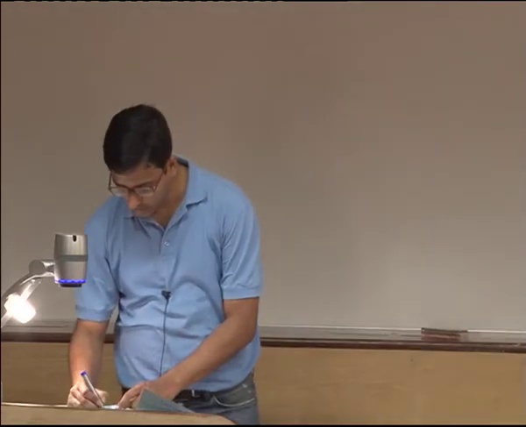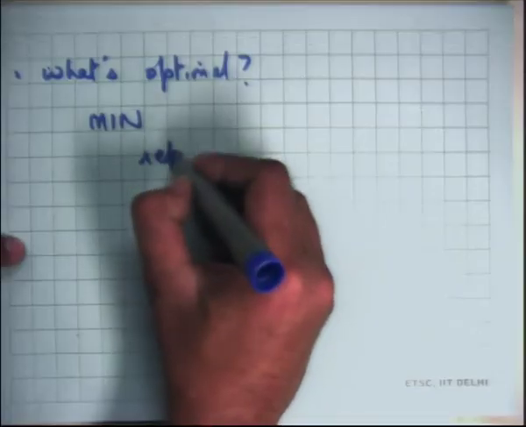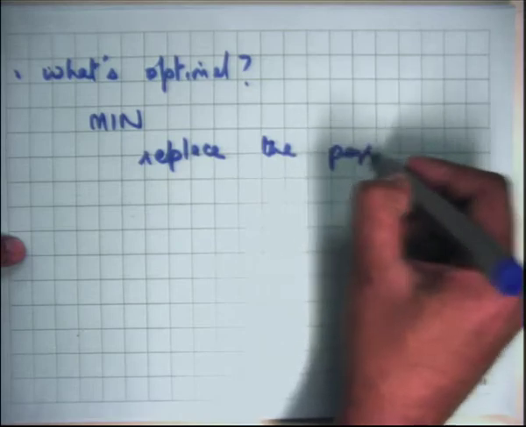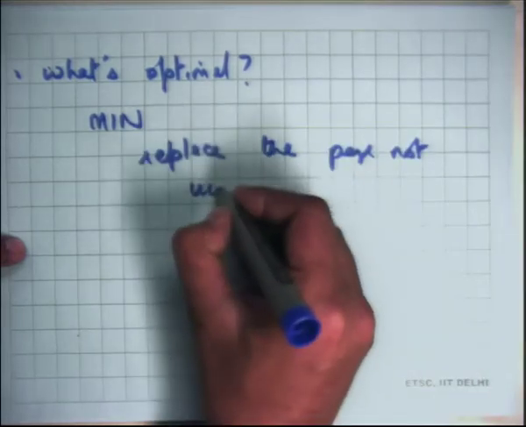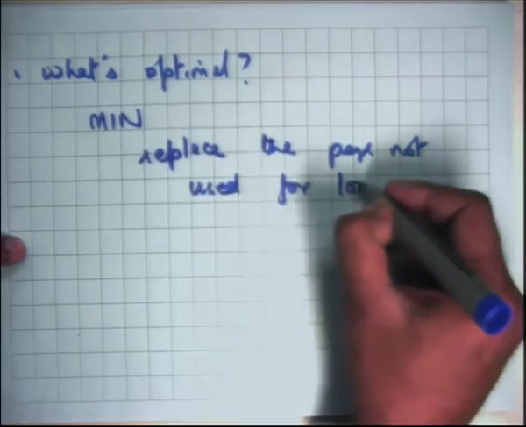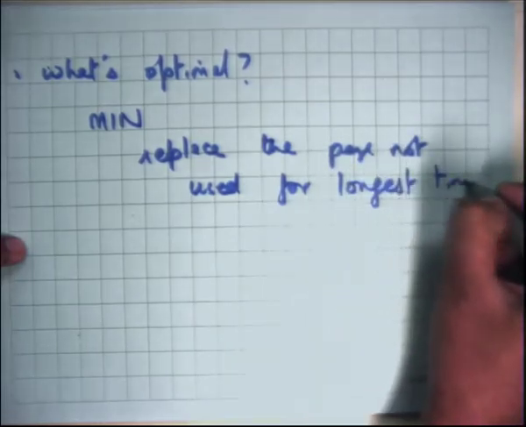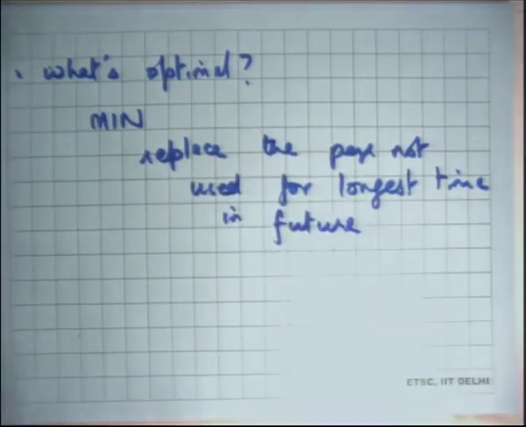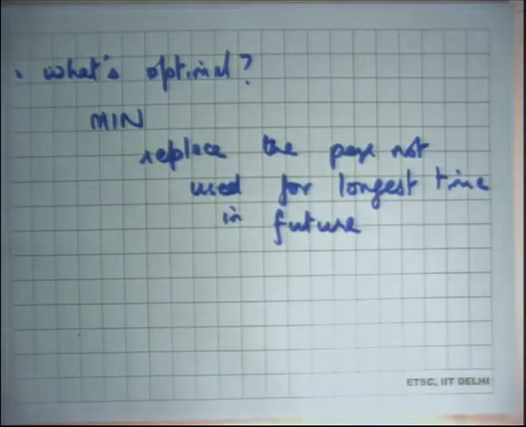So let's call this policy the minimum policy, which is basically replace the page not used for the longest time in future, right? Of course, I'm assuming that there is some oracle that's telling me what the future is going to look like, and this is impractical. I don't know what the future is going to look like.